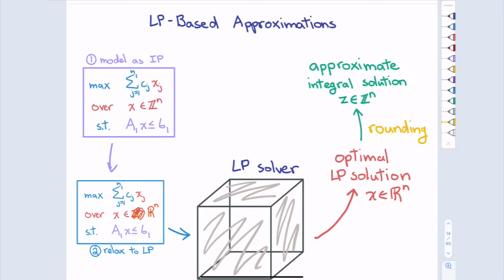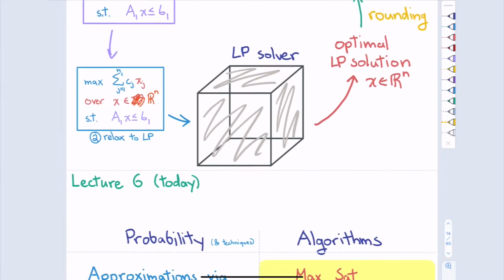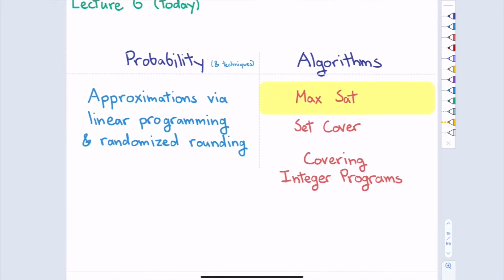Any questions about the high level? Great. All right, so we'll just work through a few problems then of this paradigm and try to get a good handle. Yeah, question.